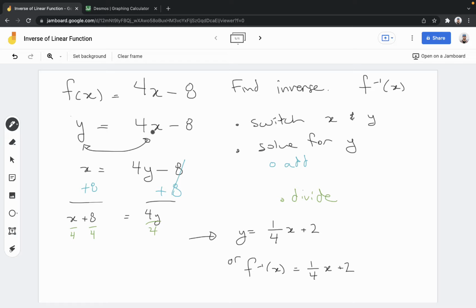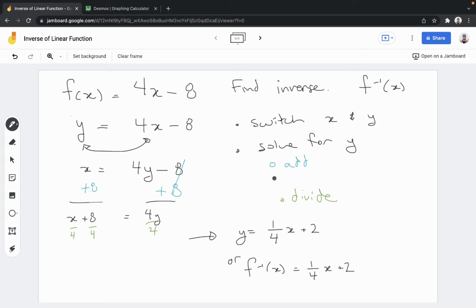Swap x and y, because we're swapping inputs and outputs with the inverse function, and solve for y. I get x plus 8 all over 4, or 1/4 x plus 2 in y equals mx plus b form. One big thing you'll notice is that the inverse function has the same steps but done in an opposite order and in an opposite direction.